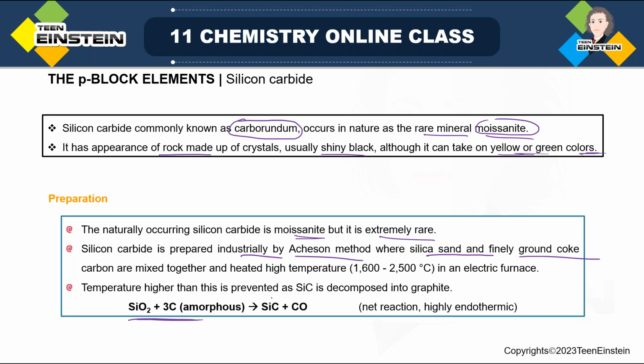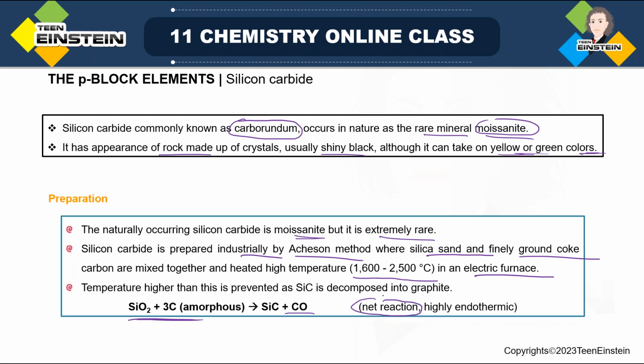So when these two are mixed together and heated at very high temperature, you have to maintain this temperature. As this temperature is very high, we have to do this reaction in an electric furnace. When we maintain this temperature, there is formation of SiC and CO. But remember, there is actually a stepwise reaction. The reaction that you are seeing is actually the net reaction. If you ultimately write the equation combining all the steps, then you get this net reaction.